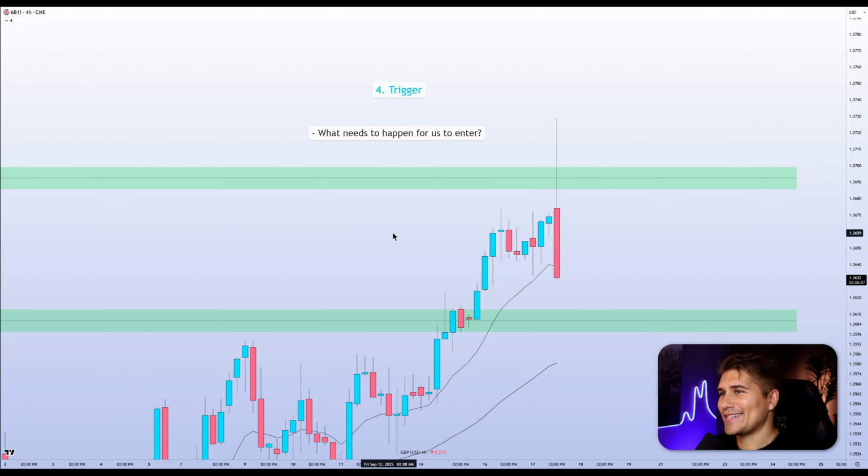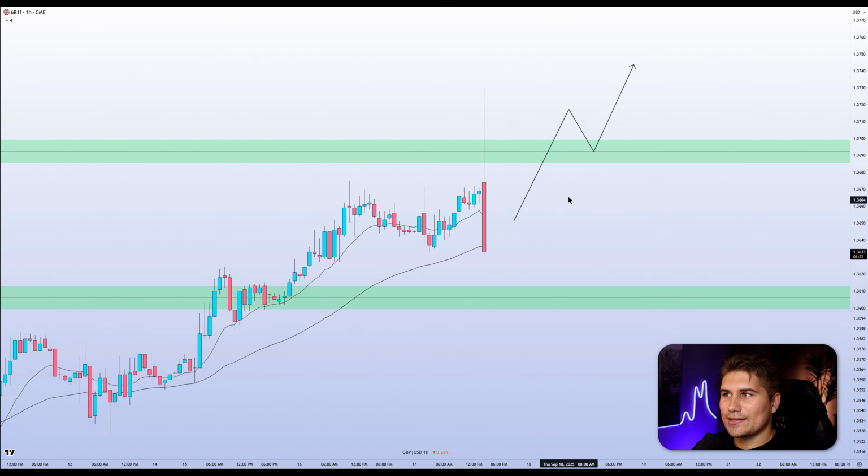And this takes us to step number 4, where now we're looking for the trigger. So what needs to happen for us to enter this trade? I'm going to drop down to the 1 hour. So we're probably not going to get this break and retest setup above this point of resistance, since the momentum here has flipped quite drastically. However, we could probably get a pullback down into this zone. So this is where we're going to be looking for a long.